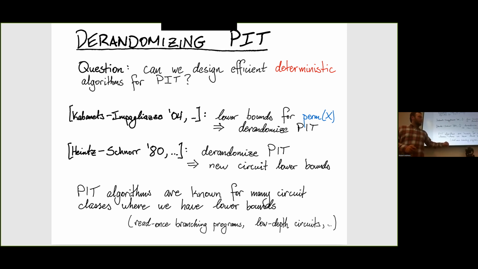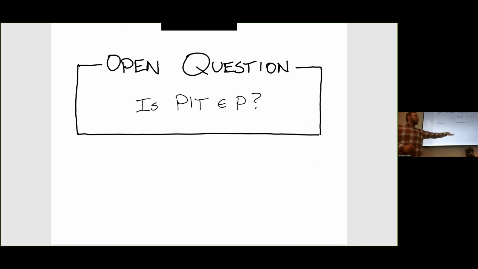So we want to de-randomize this. Open question number 2: is PIT solvable in deterministic polynomial time? That's the second question that I want you to think of. Okay, so we saw there's an open question about matrix multiplication and an open question about polynomial identity testing.